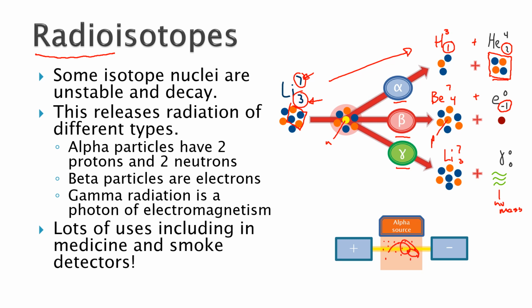And if some smoke gets in here, well, maybe use a different color. If some smoke gets in here, then that charge can't be passed from particle to particle anymore, and that trips a switch and makes the alarm go off. Right? So little alpha radiation in your house all the time.